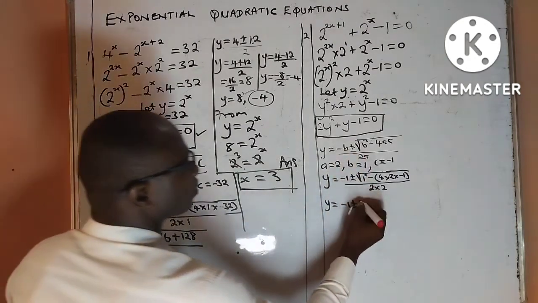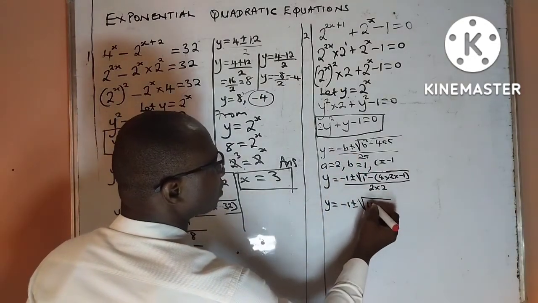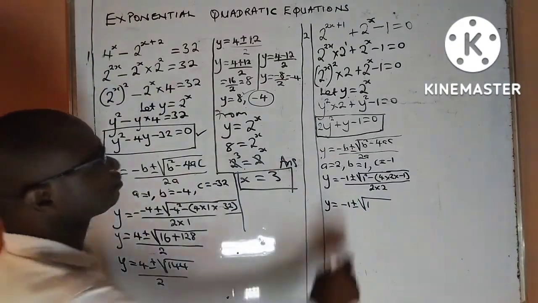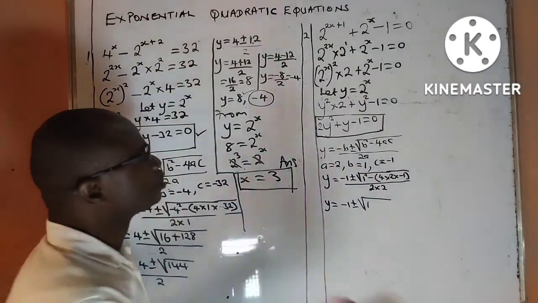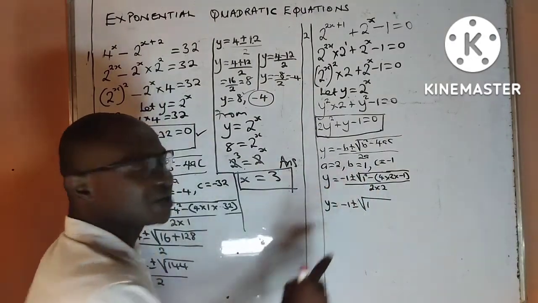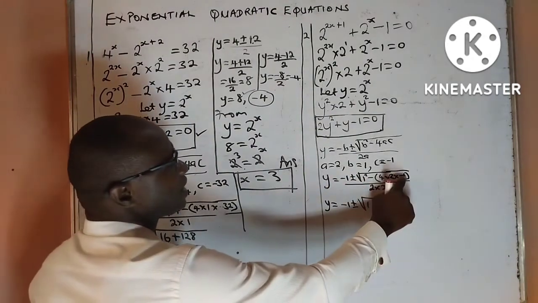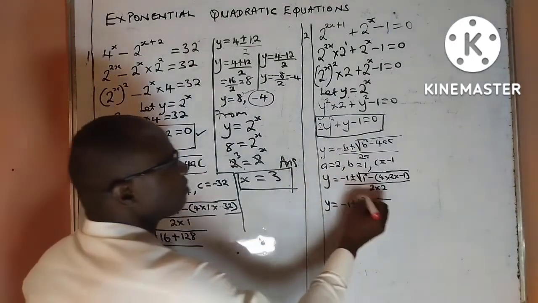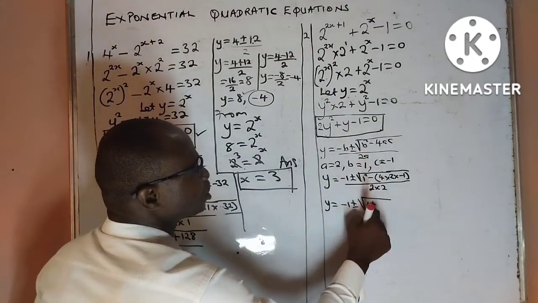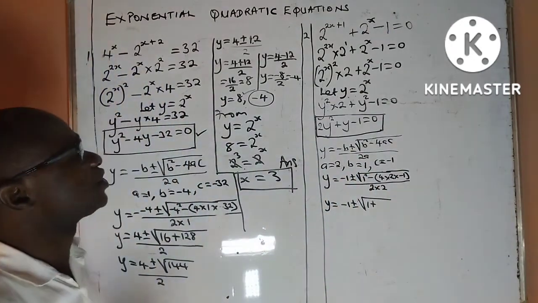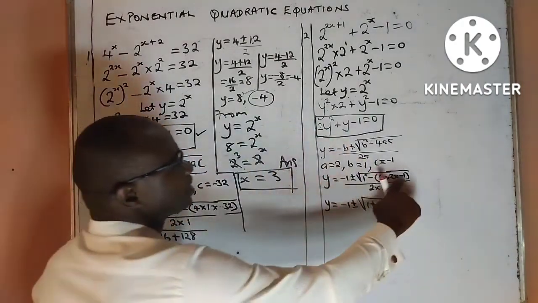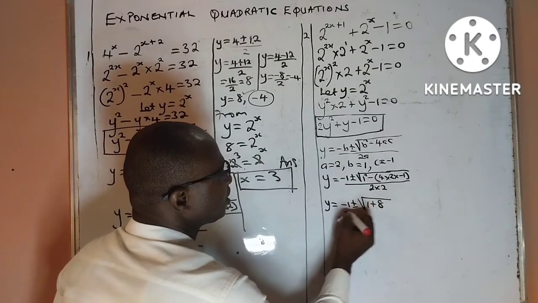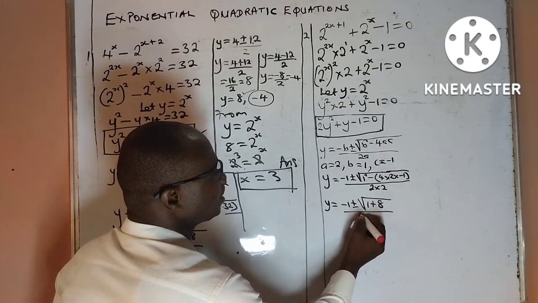So, y will be equal to minus 1 plus or minus the square of 1, which will give me 1. Again, 4 times 2, 8. But note that there is a minus outside the bracket and a minus inside the bracket, making this sign change to plus. That is minus times minus, giving us plus. So 4 times 2, 8. 8 times 1 is still 8. All over 2 times 2, which is 4.